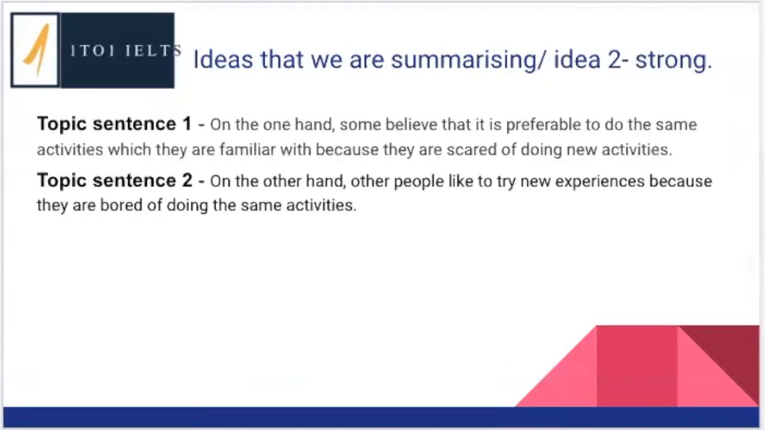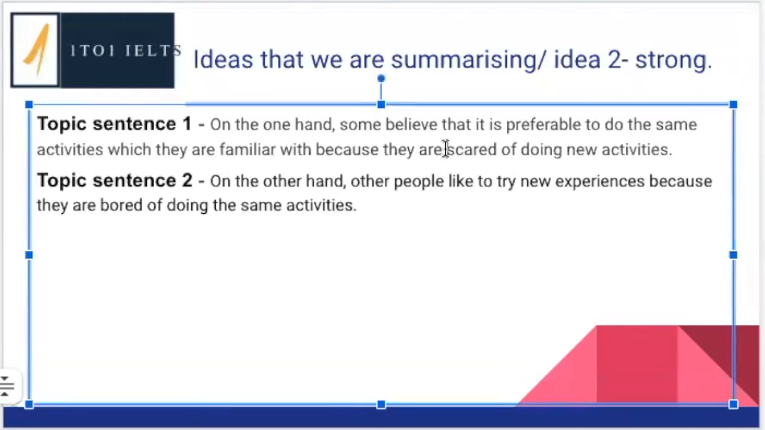So we had some ideas that we've come up with the last couple of lessons. Our first topic sentence was, on the one hand, some believe it is preferable to do the same activities which they are familiar with because they are scared of doing new activities. So it was very much this being scared of new activities was one idea. And then we said, on the other hand, other people like to try new experiences because they are bored of doing the same activities. So one idea is scared of the activities and one is bored of the same activities. So these are the ideas that we're summarizing. And we said that idea 2 is strong.